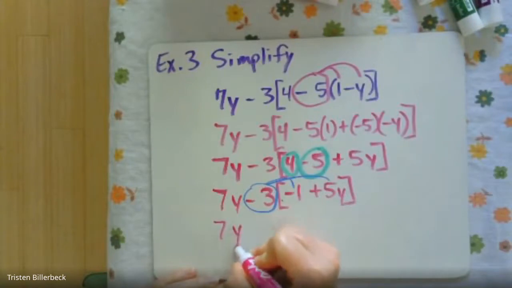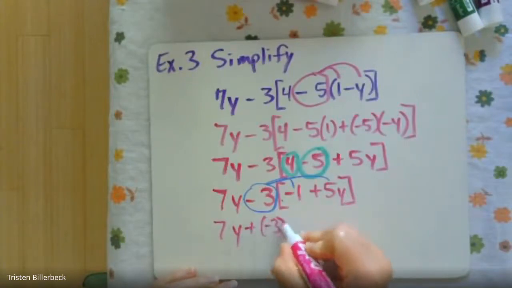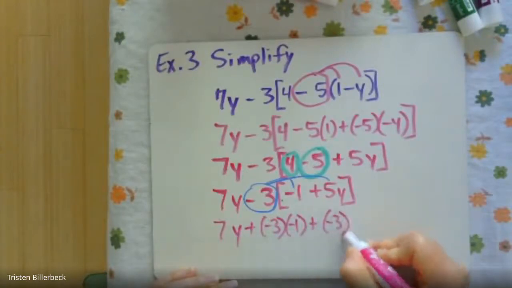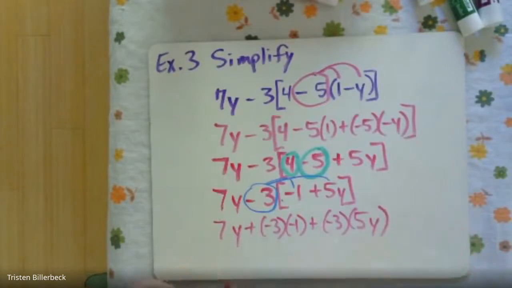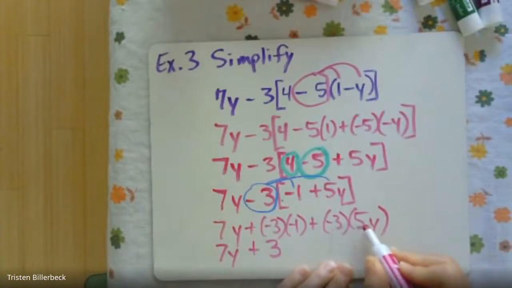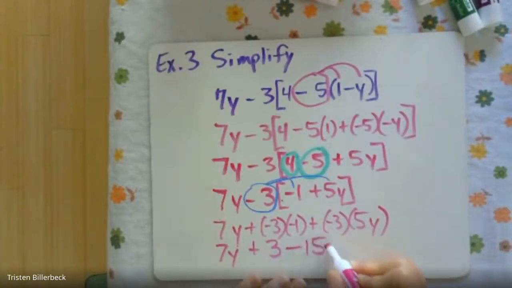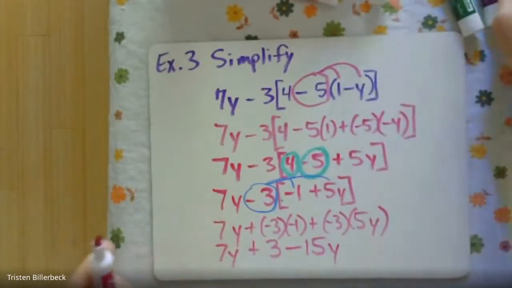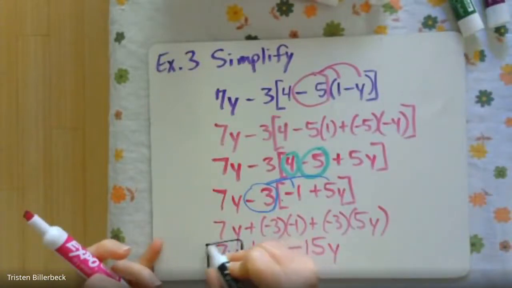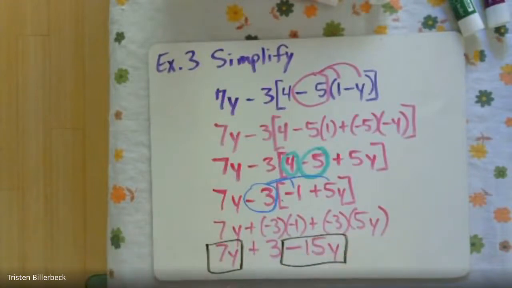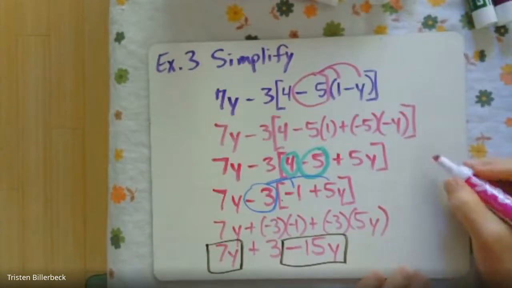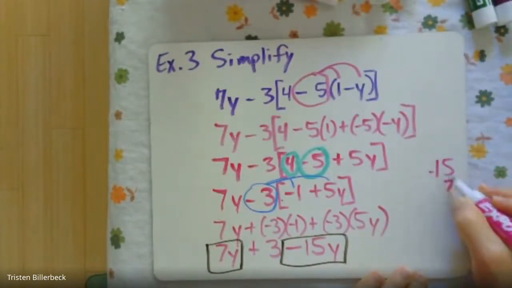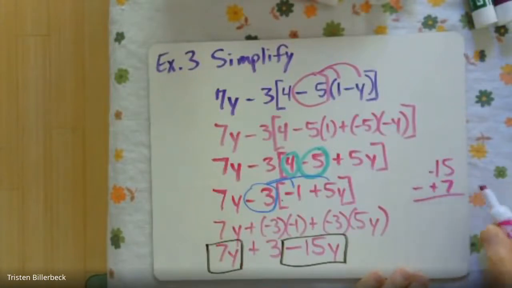So we have 7y and then plus a negative 3 times a negative 1 plus a negative 3 times a positive 5y. So we have 7y plus, a negative times a negative is a positive, and a negative times a positive is a negative. So we have 15y. So now we combine our like terms. Okay, and for our final answer, let's first do this. We have a negative 15 and a 7, so it's different signs, take the difference and keep the sign of the bigger number. So 15 minus 7 is 8, and the 15 was bigger, so it's a negative 8.